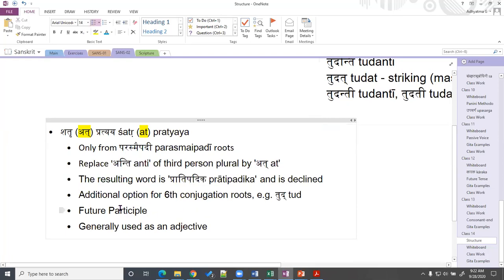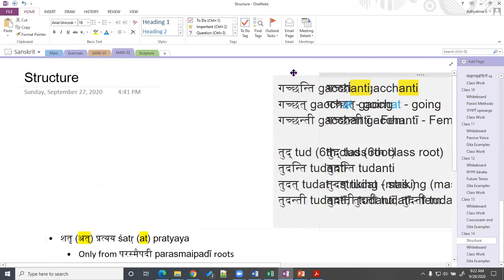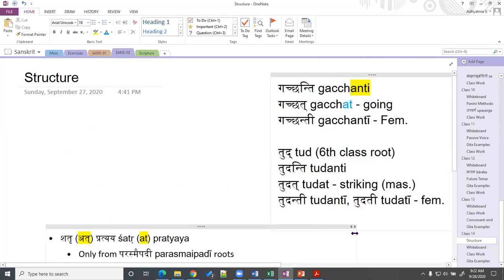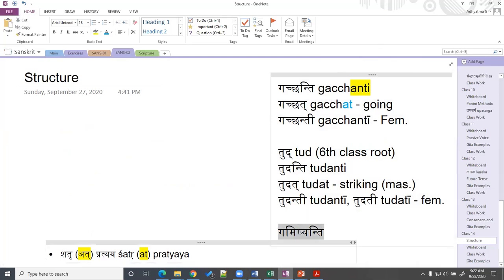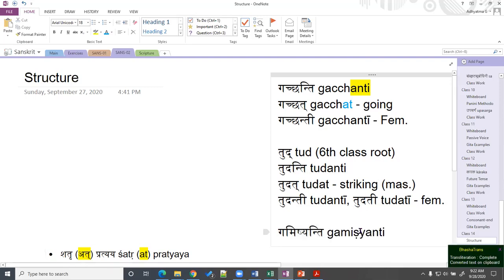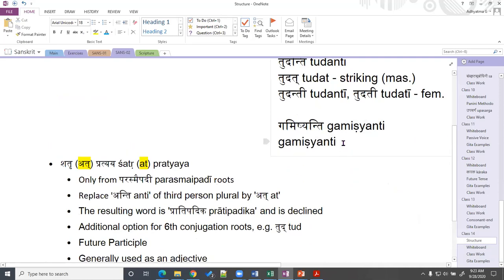There is also a future participle. Exactly in the same way, for gachanti, you will have gamishyati or gamishyanti. So here also you can make gamishyat. You can take the same logic here: anti will be replaced by at, and you can have gamishyat.